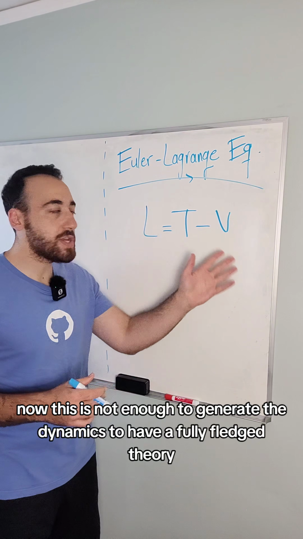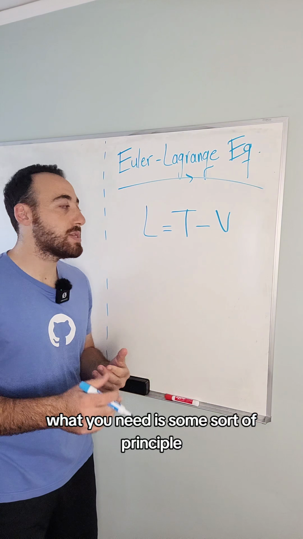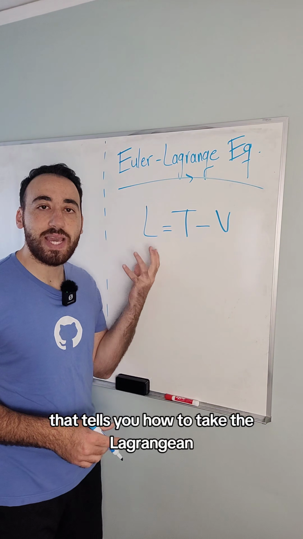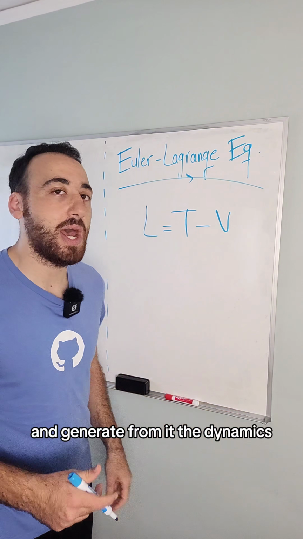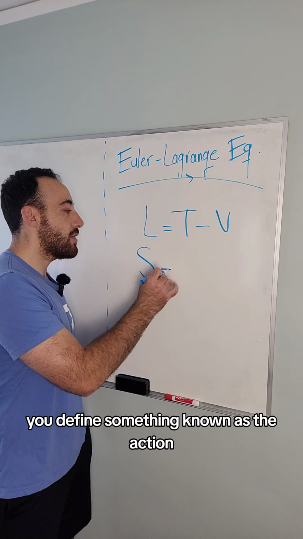Now, this is not enough to generate the dynamics to have a fully fledged theory. What you need is some sort of principle that tells you how to take the Lagrangian and generate from it the dynamics. This is where Hamilton's principle comes in. First, you define something known as the action.